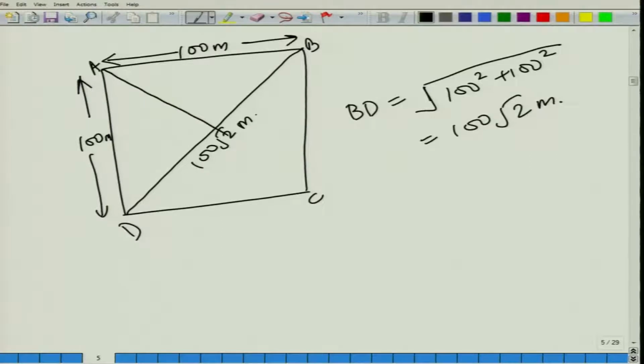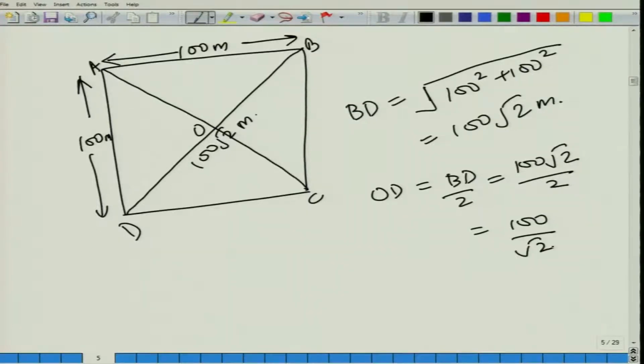So, if we took these two diagonals, let these intersect at O. What is the length of say OD? Now, OD is BD upon 2, which is 100 root 2 upon 2, which is 100 upon root 2 meters. Now, in this case we can say that this length is also 100 upon root 2, this length is also 100 upon root 2, similarly this length is also 100 upon root 2, and this length is also 100 upon root 2.